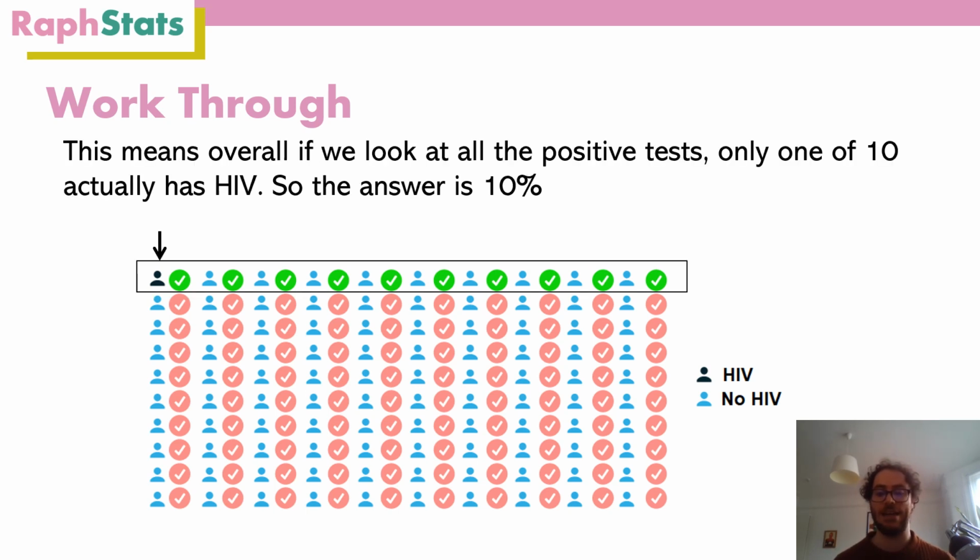And now we can break it down. What you're actually going to see as a clinician is those positive tests, so we'll put a square around them, and you can see that of those 10 people who tested positive, only one of them has the disease. So actually the answer to the question asked is that if you have a positive test, you've only got a 10% chance of having HIV.